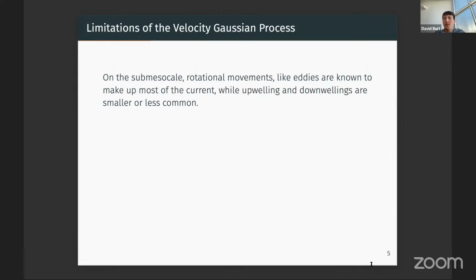Okay, I'm now going to go into some of the limitations of modeling the ocean current in this way. So we're interested in behavior on the sub-meso scale, which is relatively small, on the order of 10 kilometers. And we know that rotational movements, like eddies, are known to make up most of a current, while upwellings and downwellings are less common or have smaller magnitude over these scales.